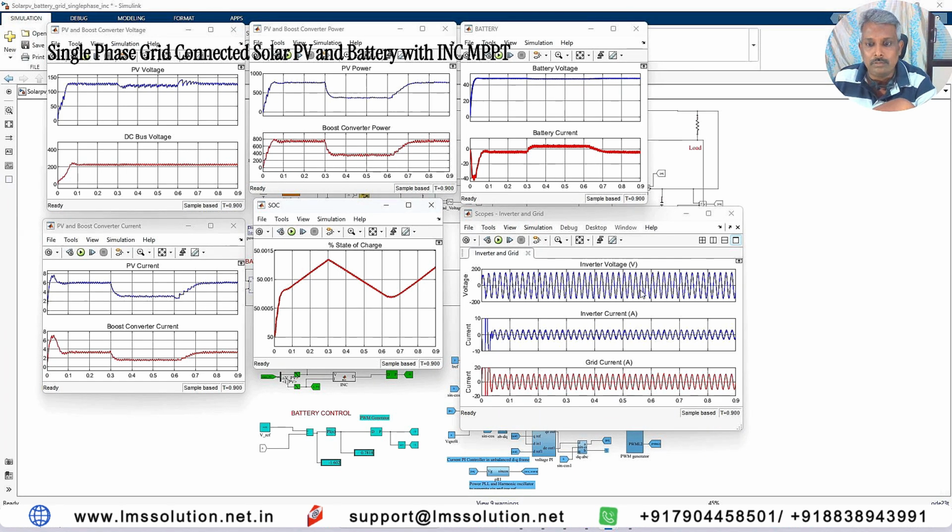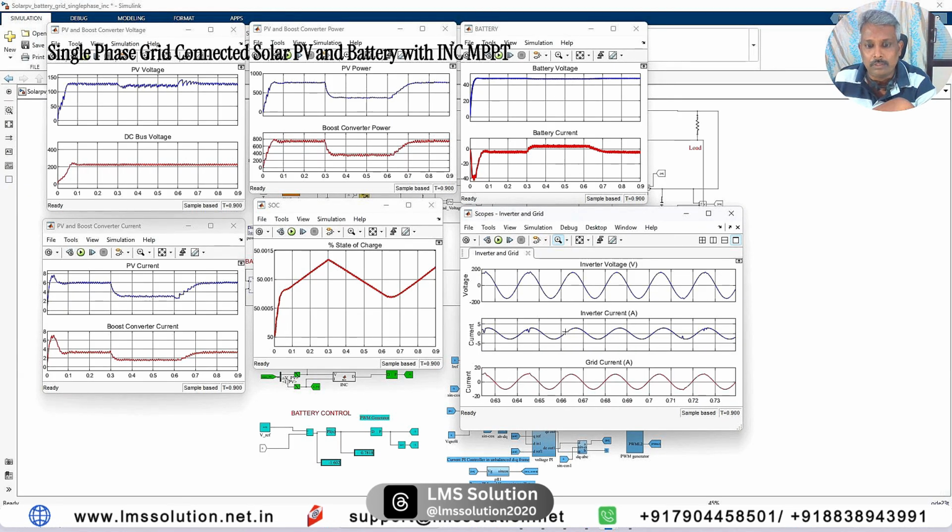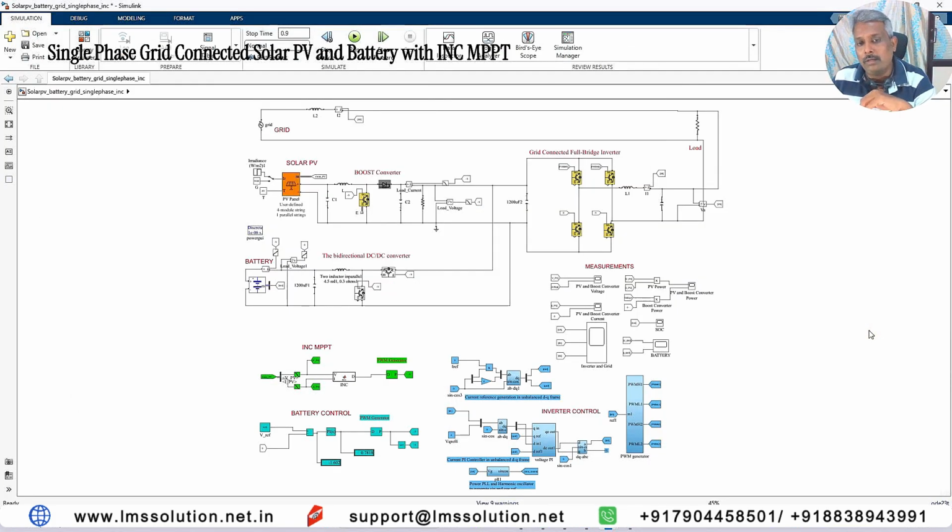So here you see this is the inverter voltage, and this inverter current is the grid current. Whatever reference current we fix, that current is followed, so here you see that 3 amps of current is sent to the grid point. So this is how this model works, that means the grid connected PV battery system with incremental conductance MPPT in MATLAB simulation.